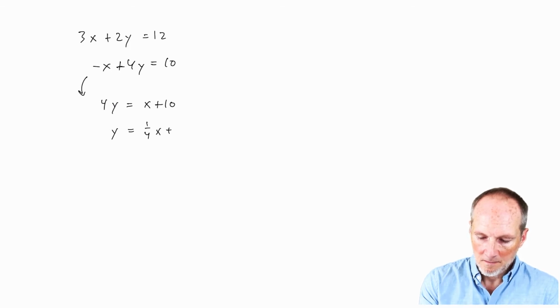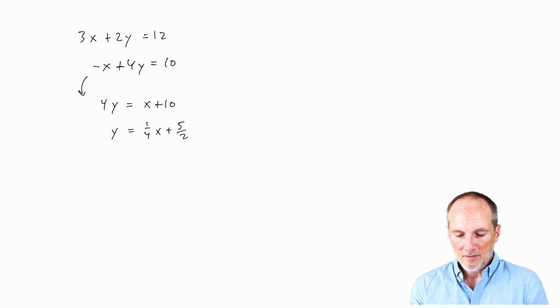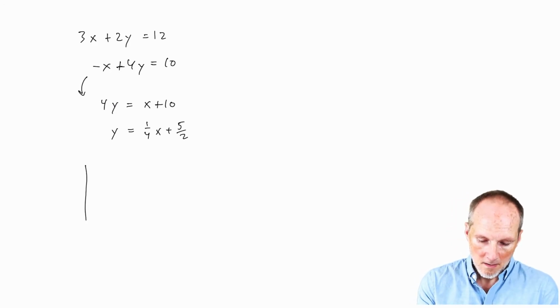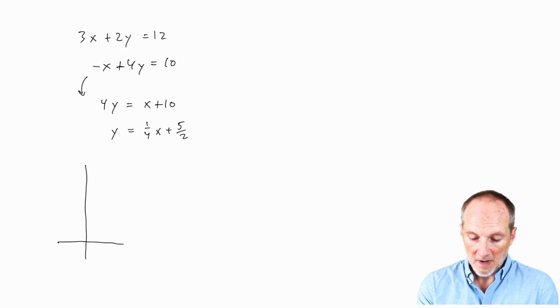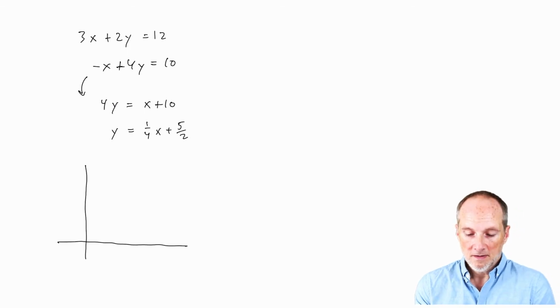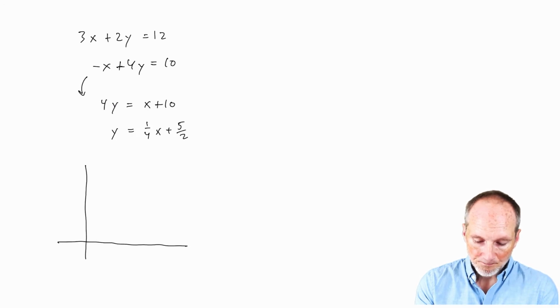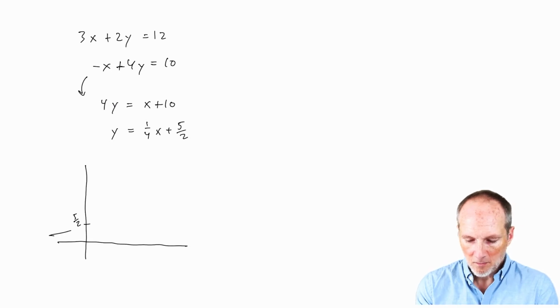And that's going to be 2.5 or 5/2. Again, graphically, it's the equation of a formula for a line. And now it's going to have a vertical intercept of 5/2 and a slope of 1/4.